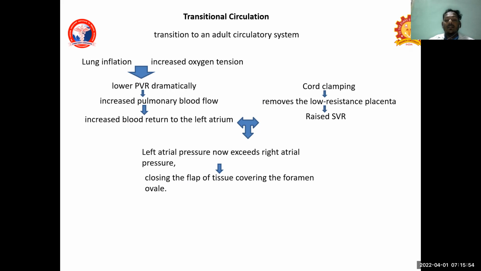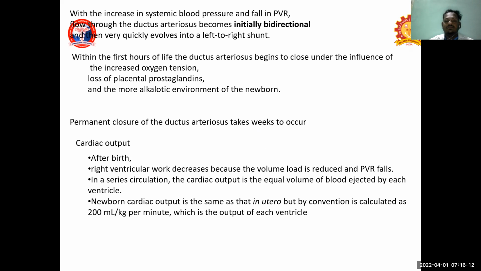So, in the case of early cord clamping, this removes, or cuts off, the placenta, which has very low resistance flow, and produces a rise in the SVR, systemic vascular resistance. With the increase in systemic blood pressure and fall in pulmonary vascular resistance, flow through the ductus arteriosus is initially bidirectional and then very quickly evolves into a left to right shunt.